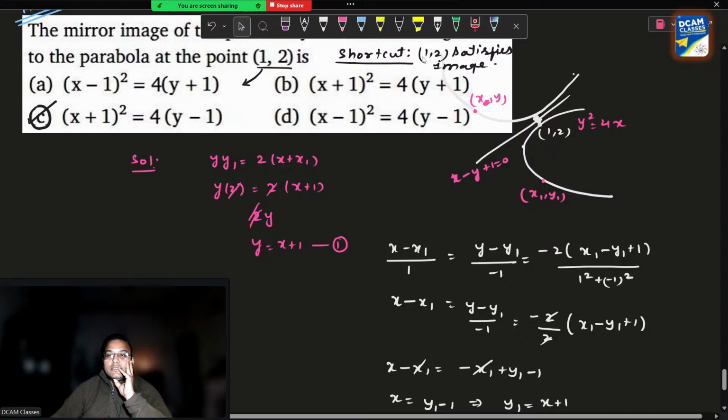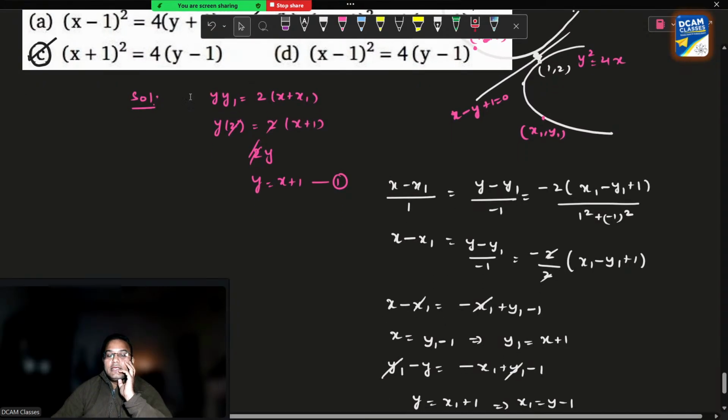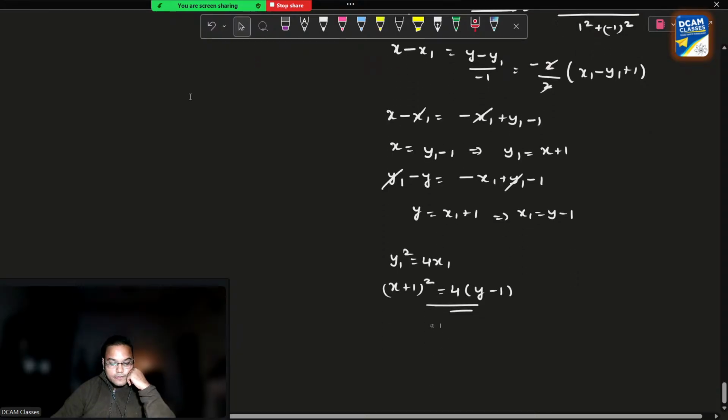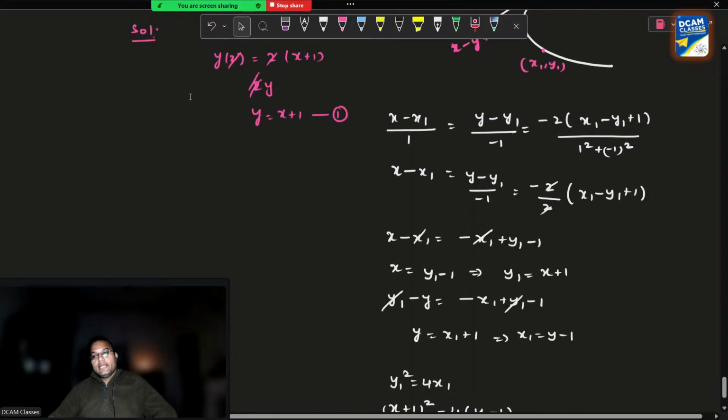So when you have this, if you like the way I have shown now, if you put 1 comma 2, because 1 comma 2 will satisfy the other parabola also, see which of these options satisfies 1 comma 2, you'll get only option C. It's very short, very less. Otherwise, solving this way, you'll get the answer. Okay, let's move on to the next part.